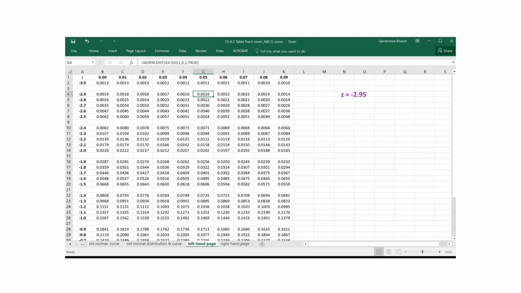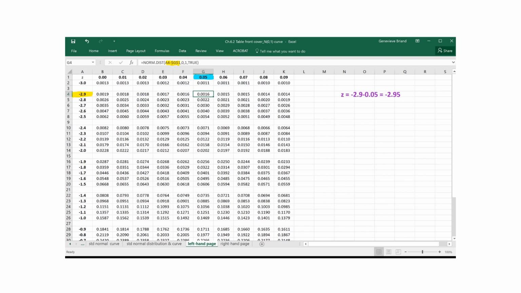Here we're looking at the z value minus 2.95. That z value up to its first decimal place is specified in what we can consider the row labels, and its second decimal is specified in the column labels. So here our first argument tells Excel to get the value from cell A4 and subtract from that the value from cell G1.